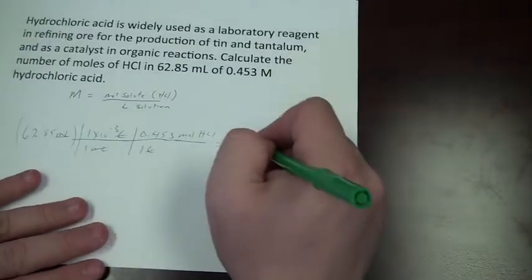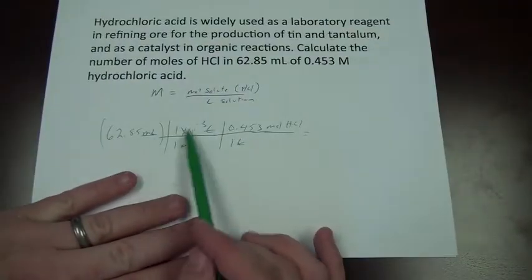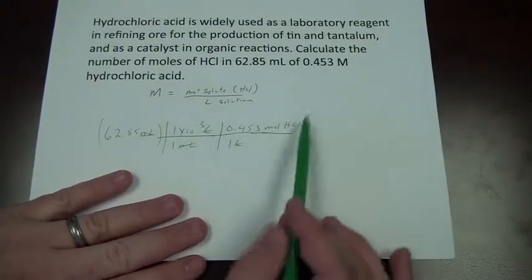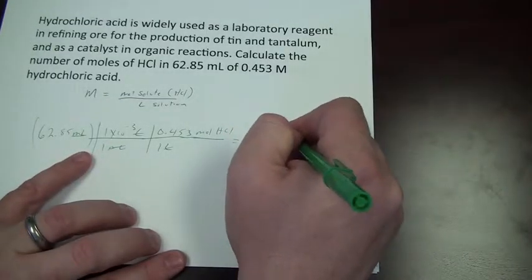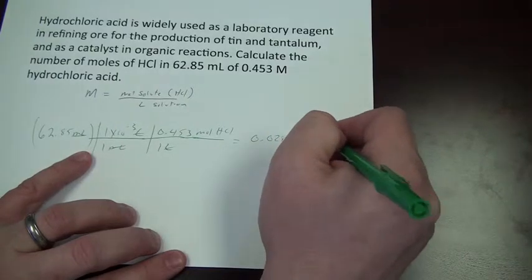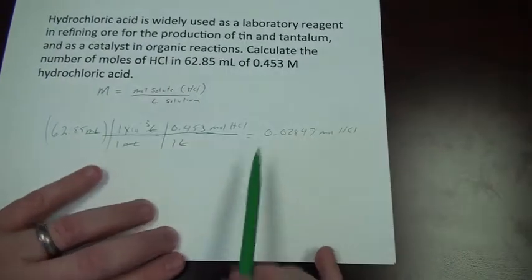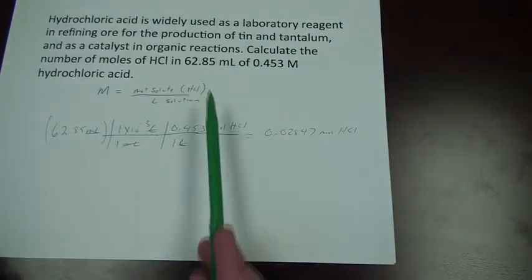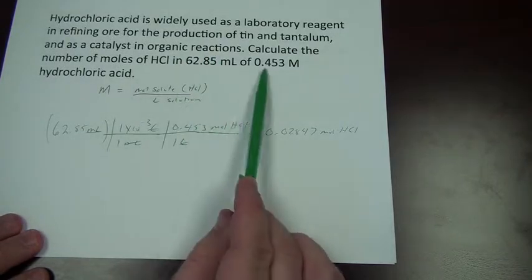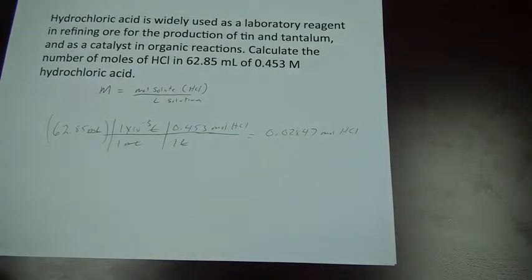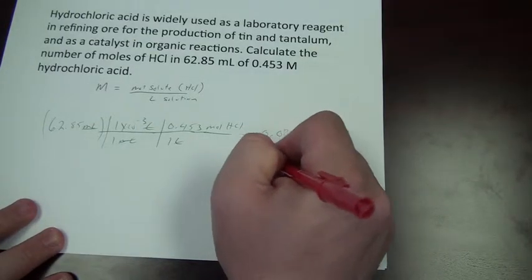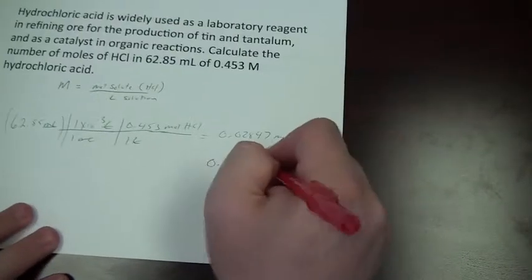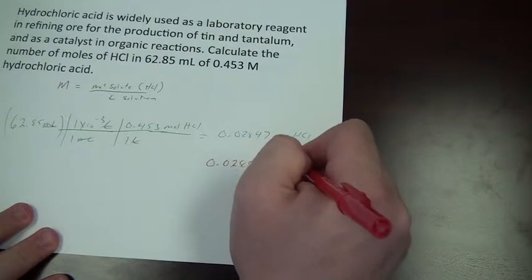So in this, we're going to end up with, if we take the volume, convert to liters, multiply there, we get the number of moles of HCl, which would be 0.02847 moles of HCl. But again, we have to look at significant digits. We have 4 here, 3 there. Our final answer should have 3 significant digits. So we're going to get 0.0285 moles of HCl.